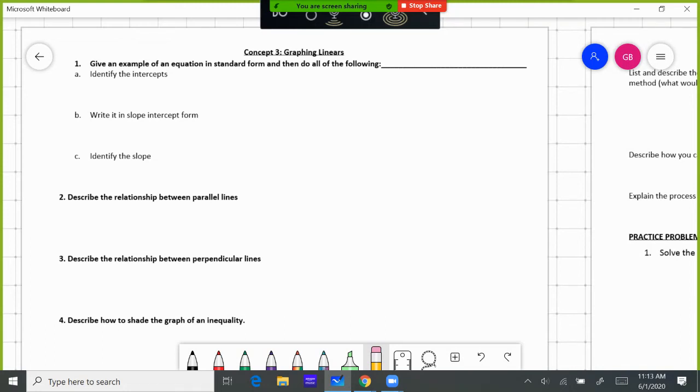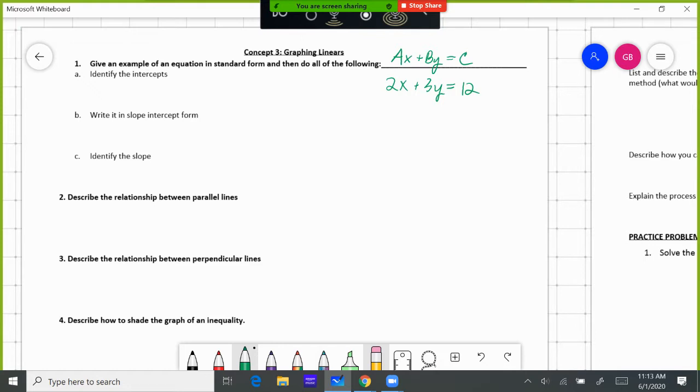Give an example of an equation in standard form and then do all of the following. So an equation in standard form. Remember, standard form looks like this. And an example would be 2x plus 3y is equal to 12.